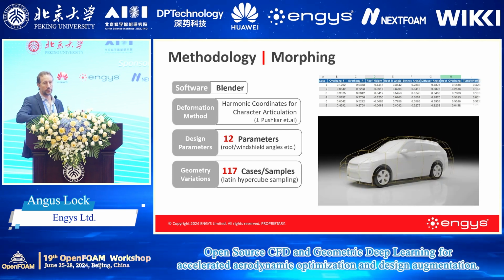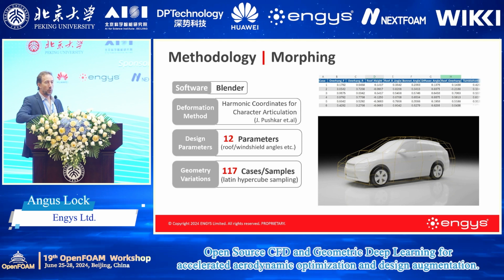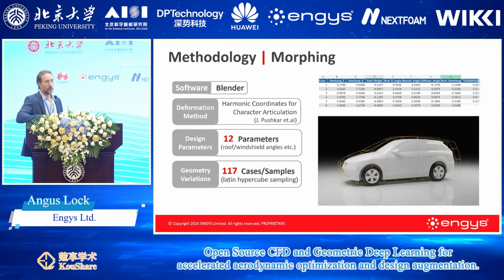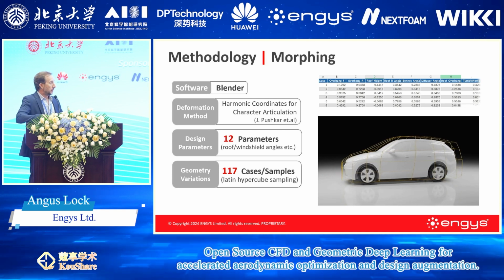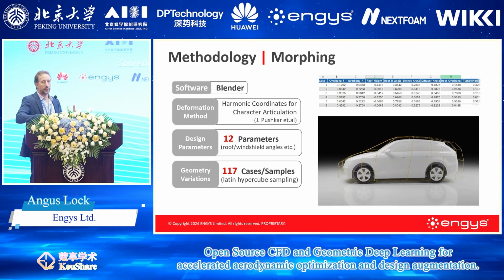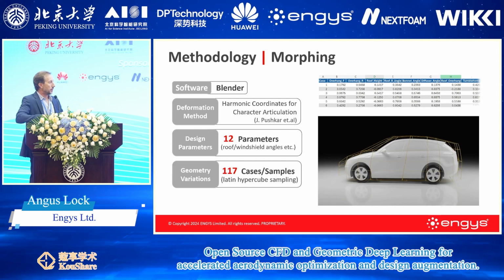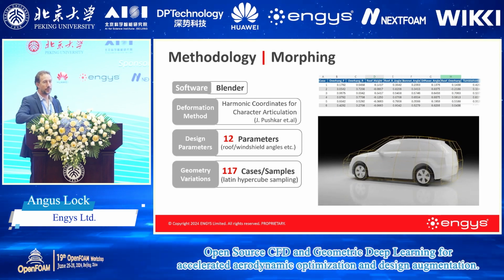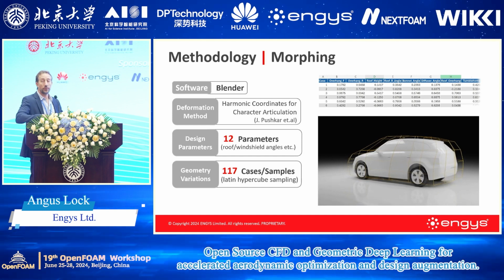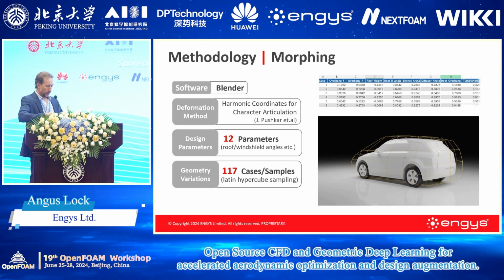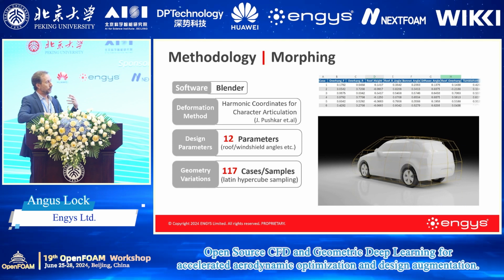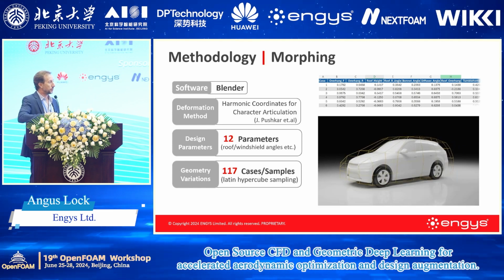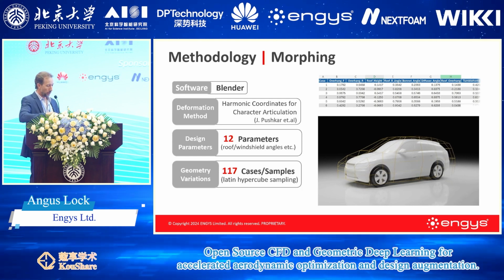We use a Python script within Blender to export all of those different geometries into case folders that look very like a standard OpenFOAM case structure. So we're exporting into a constant and triSurface folder structure, and that then allows us to use another Python script to automatically set up all of the different cases and run them automatically. So after you've done the initial creation of the morphing cage, the process is relatively seamless and just involves running a few Python scripts.